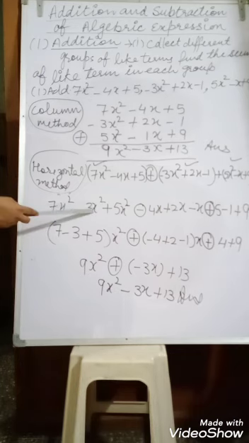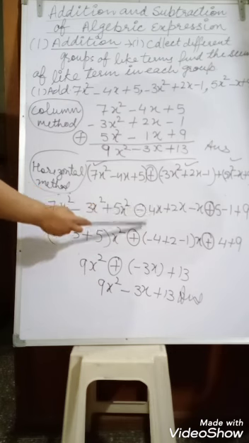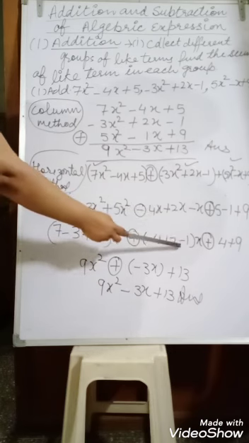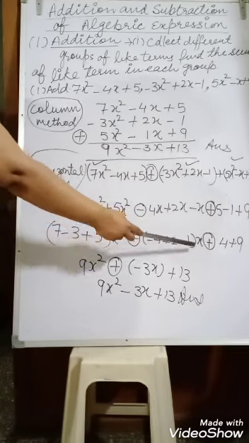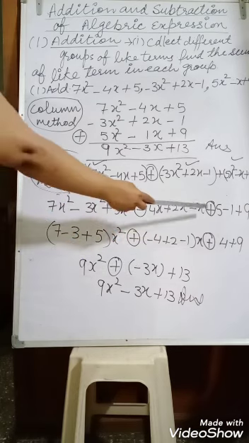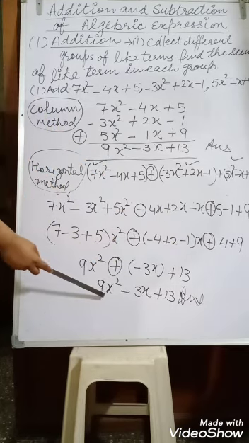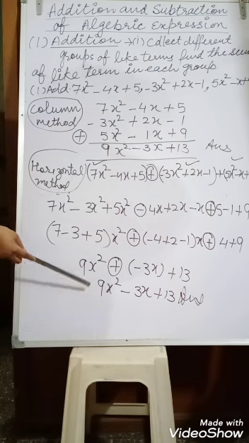Now class, just take out x square common from it. 7 minus 3 plus 5 is equal to 9x square. Then minus 4 plus 2 minus 1, take out x as common, so the added number will be minus 3x. Then 5 minus 1 is 4, and 4 plus 9 is 13. Just match the two answers. The two answers are the same. The methods are different, but the addition is the same.